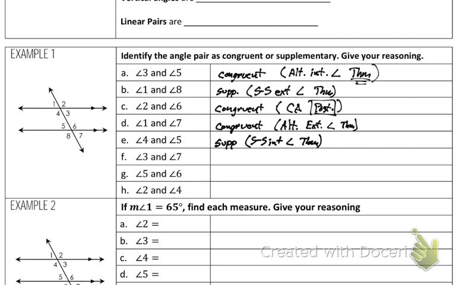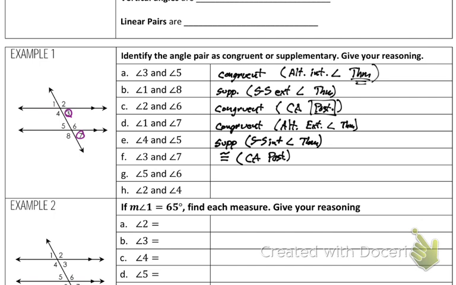3 and 7. 3 and 7 are corresponding angles in the same location, bottom right, bottom right. Corresponding angles are, in fact, congruent. So we're going to put congruent. I'm going to save myself time by putting the congruent symbol. They were corresponding angles. The corresponding angle happens to be a postulate.